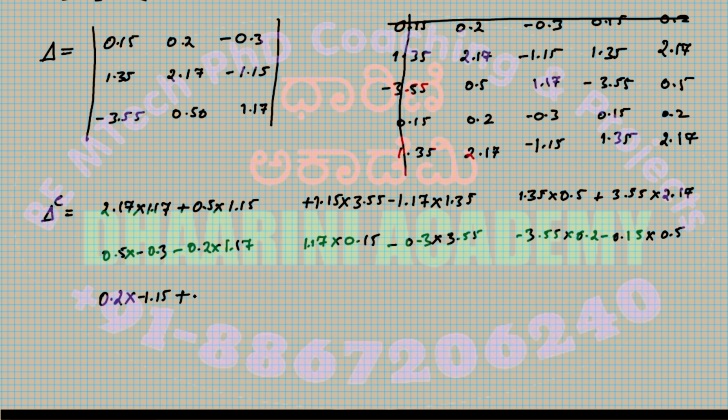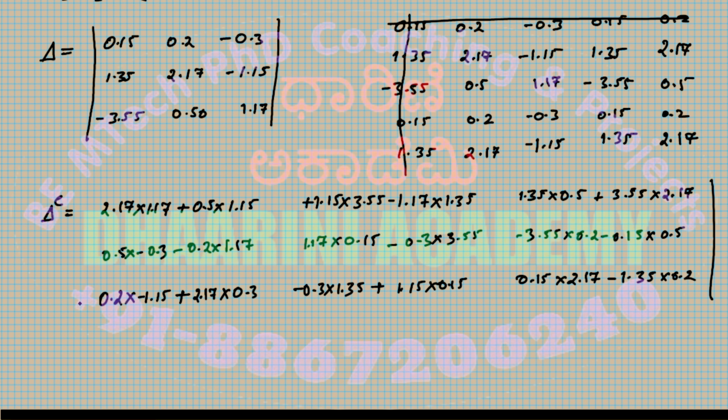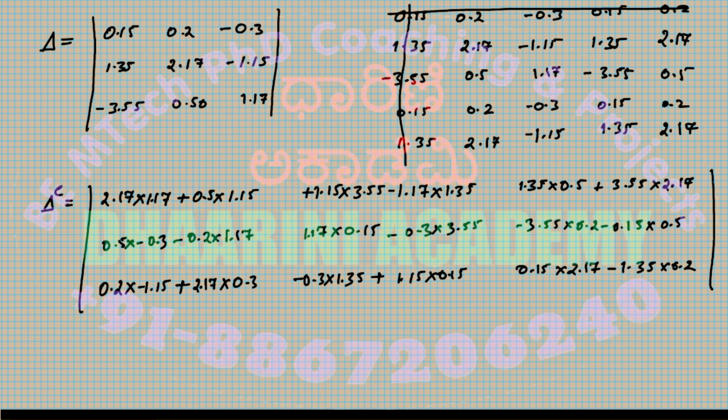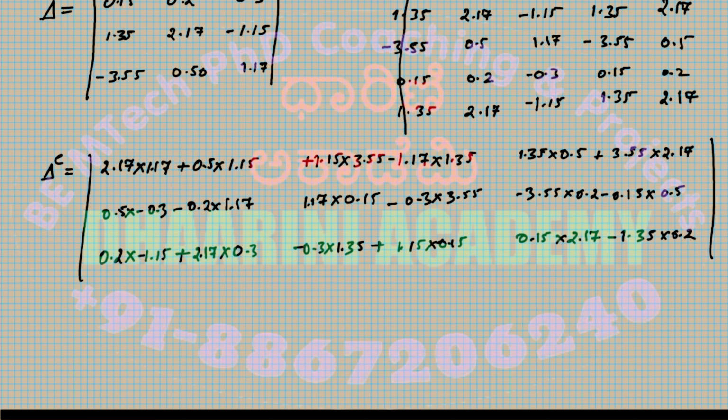minus of minus plus 2.17 into 0.3, then minus of 0.3 into 1.35 minus of minus plus 1.15 into 0.15, then 0.15 into 2.17 is 1.35 into 0.2. Once we simplify this, we can get the actual answer for the delta C1.